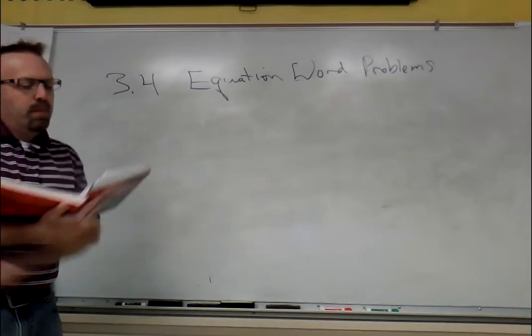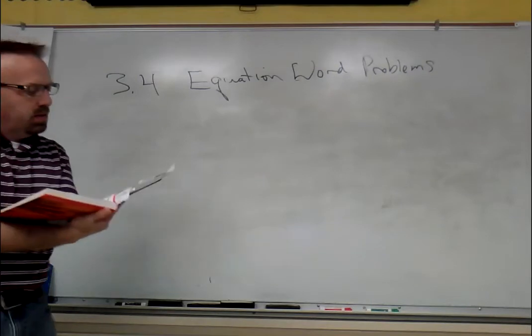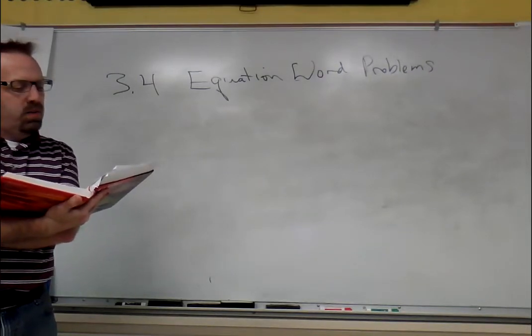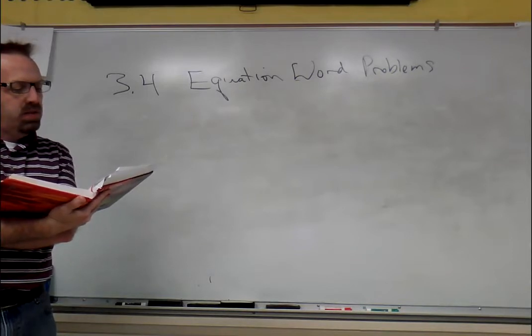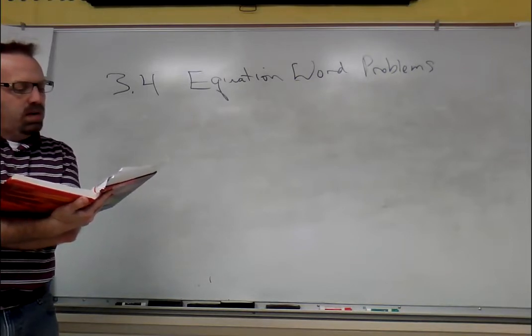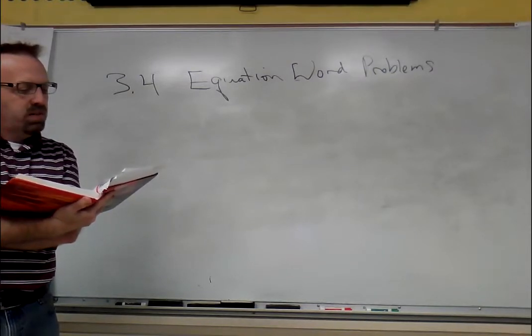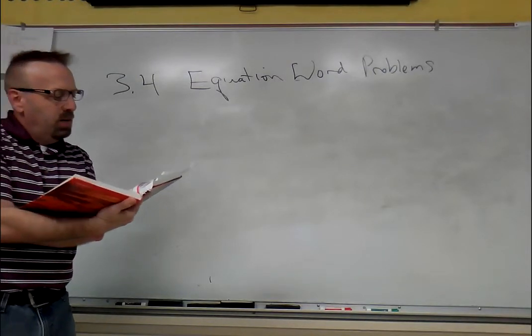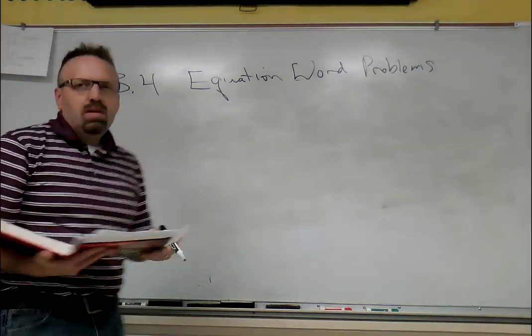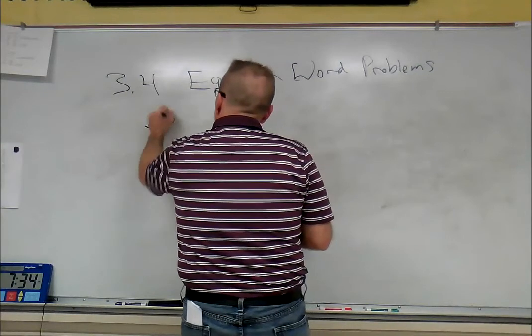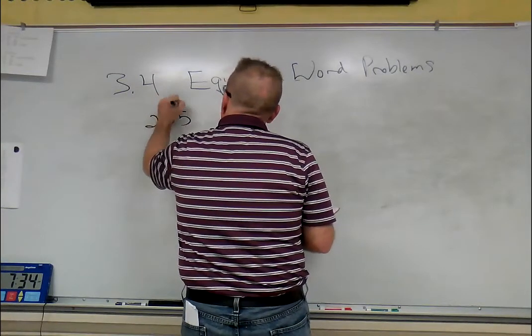Example 1 says Lynn took a taxi cab from her home to the airport. She had to pay a flat fee of $2.05 plus 90 cents per mile. The total cost was $5.65. How many miles was the taxi trip? So we need to set up an equation so we can figure this out. So we're going to write down the bits and pieces. We know we got our flat fee.